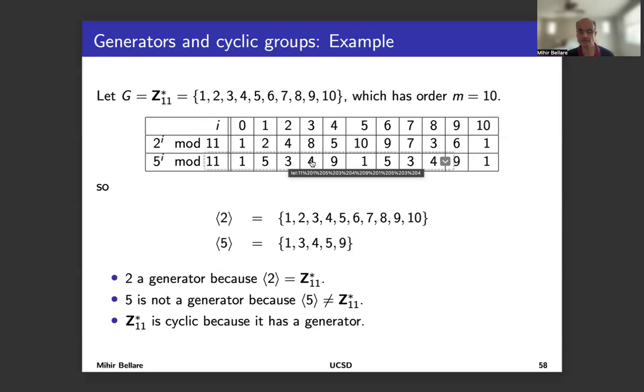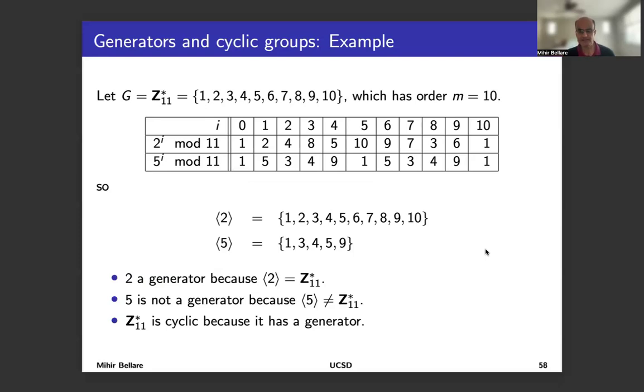5 times 4 is 20. 20 mod 11 is 9. 5 times 9 is 45. Mod 11 is 1. At this point, it gets even easier. Since you know that the result here depends only on this, and you see a 1 here, you know it's just going to repeat. So you get the sequence over here.